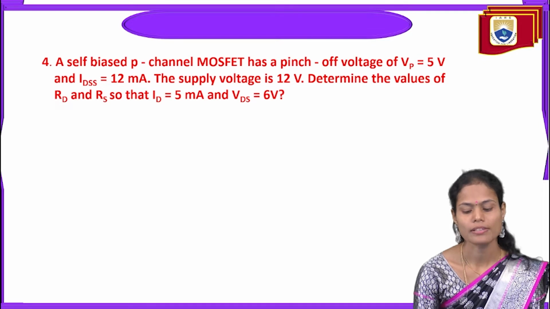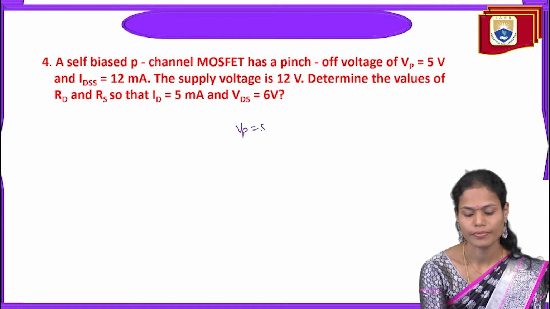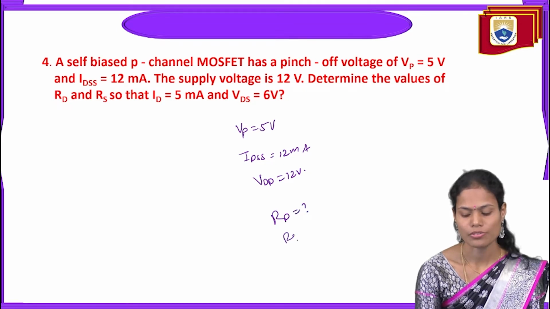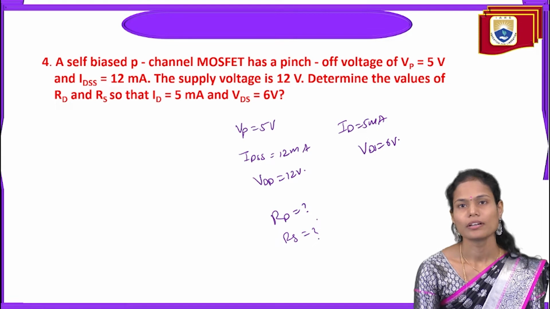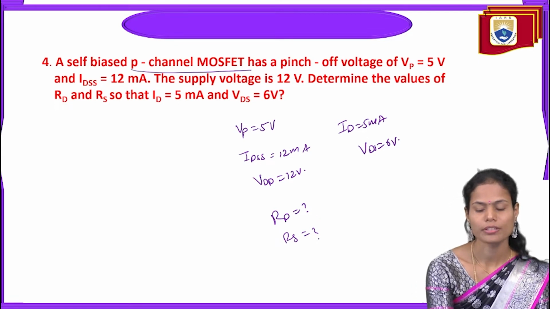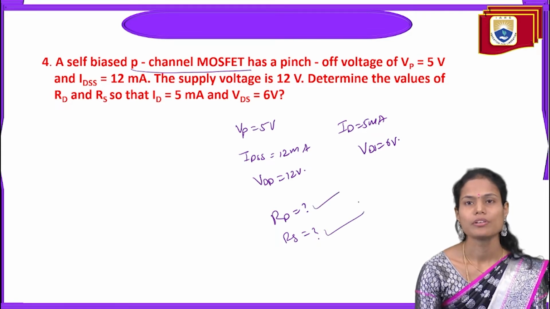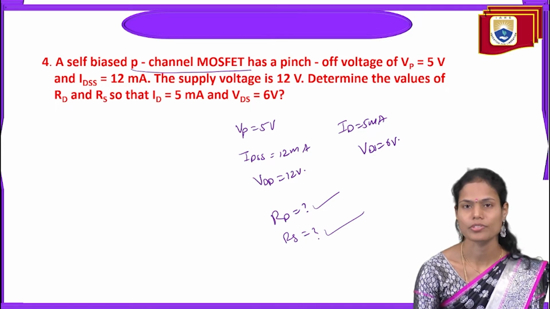And next one is a self-biased P-channel MOSFET whose pinch-off voltage Vp is given, and the drain saturation current IDSS is also given, and the supply voltage VDD is 12 volts. Determine the value of drain resistance as well as source resistance. Also given, the drain current is 5 milliamps and the VDS voltage is 6 volts. First of all, we have to take the P-channel MOSFET and derive the expressions for the drain and source resistances. This problem also we discussed in the problems on common source amplifier session.